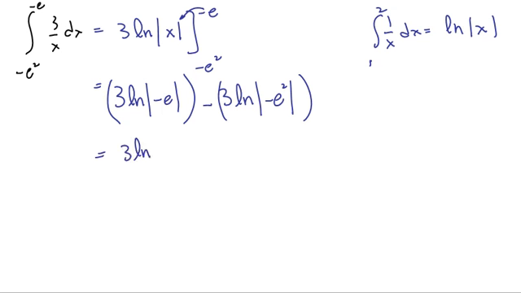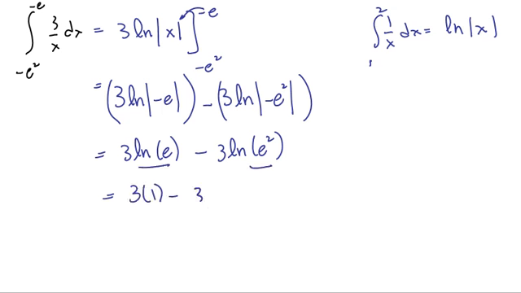So the absolute value will take care of the negative sign, and natural log of e is 1, natural log of e squared is 2. So we've got 3 minus 6, which is -3.